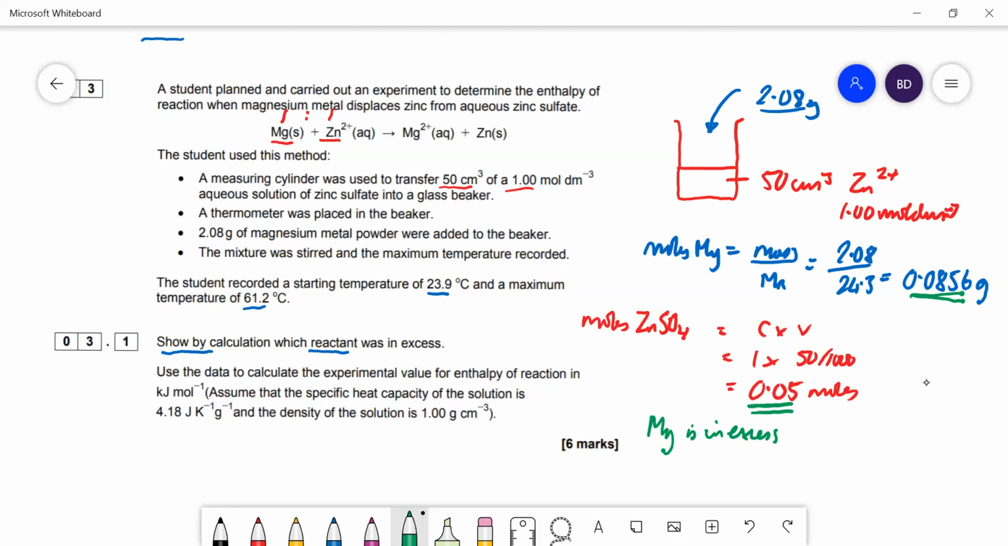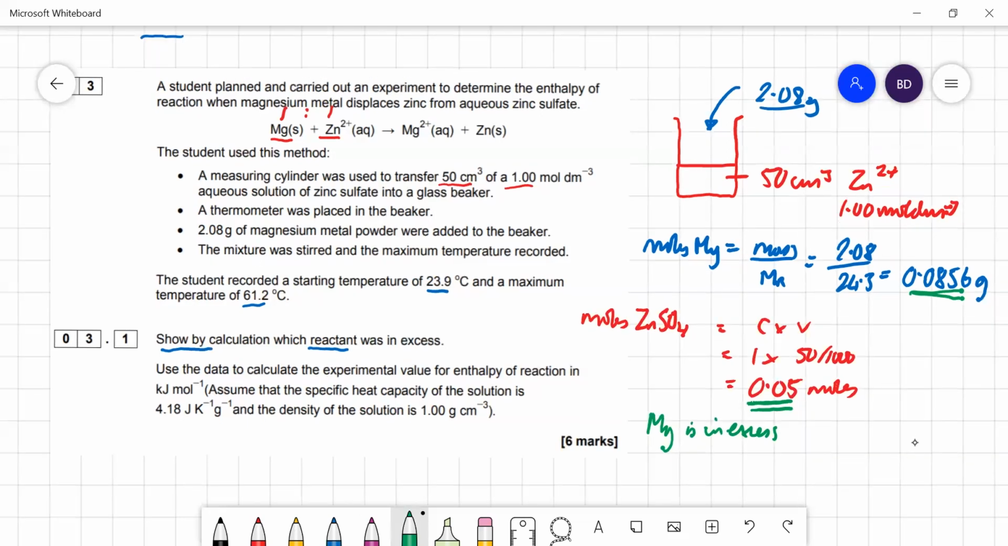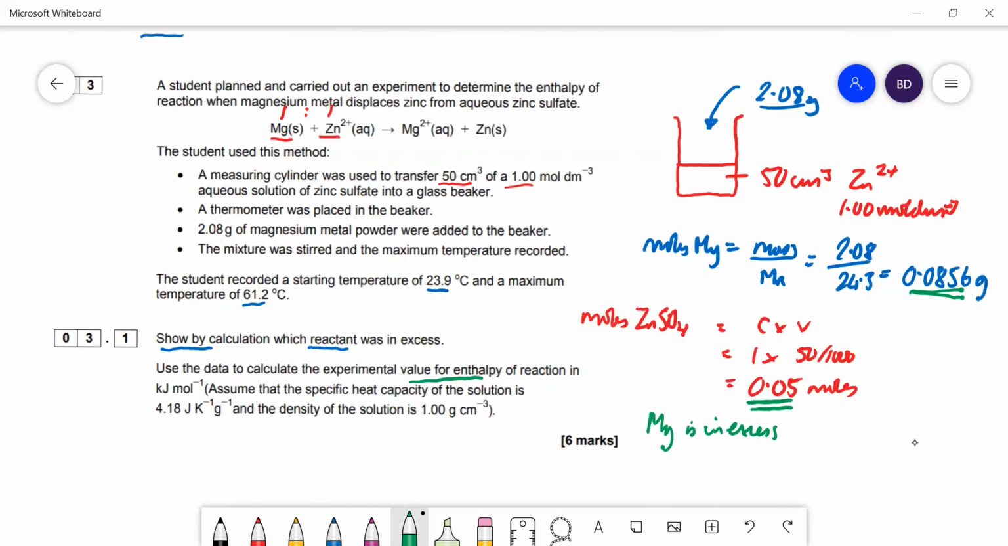Okay, so the next bit, what does it ask us? It's going to use the data to calculate the experimental value for the enthalpy of reaction. Okay, so we're going to use two equations here. We're going to use Q is equal to mc delta T, where Q is the quantity of heat released in the experiment. And then we need to convert Q into a delta H in kilojoules per mole. Well, delta H is going to be equal to Q divided by the number of moles. Now, is it the moles of magnesium or the moles of zinc? Well, it's going to be the moles of zinc because the magnesium is in excess and not all of that magnesium is going to react. So let's put moles of Zn2+ there.